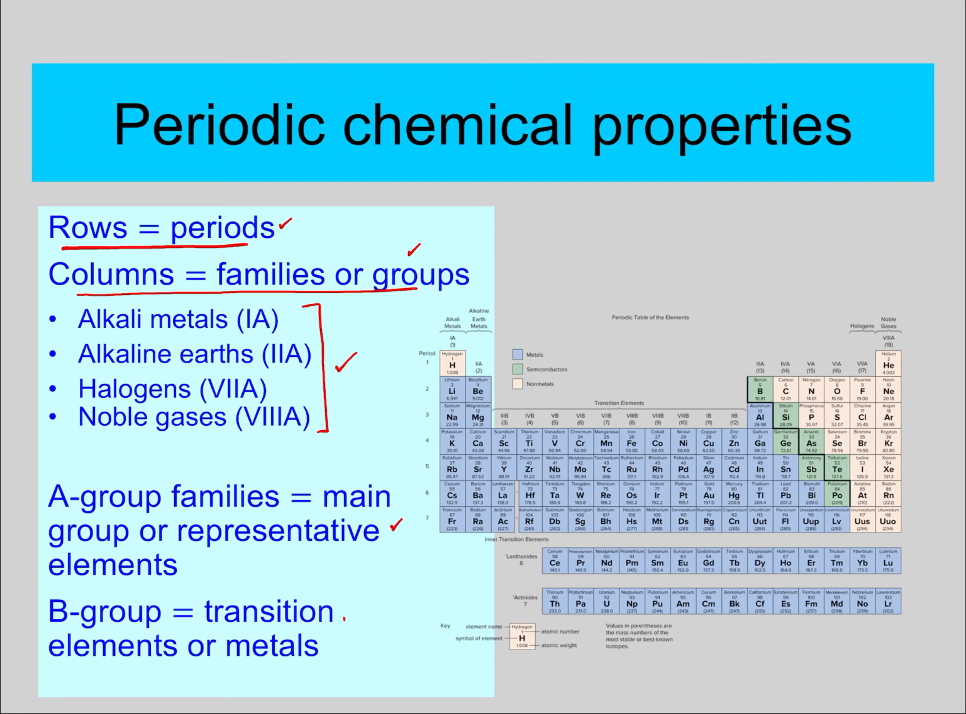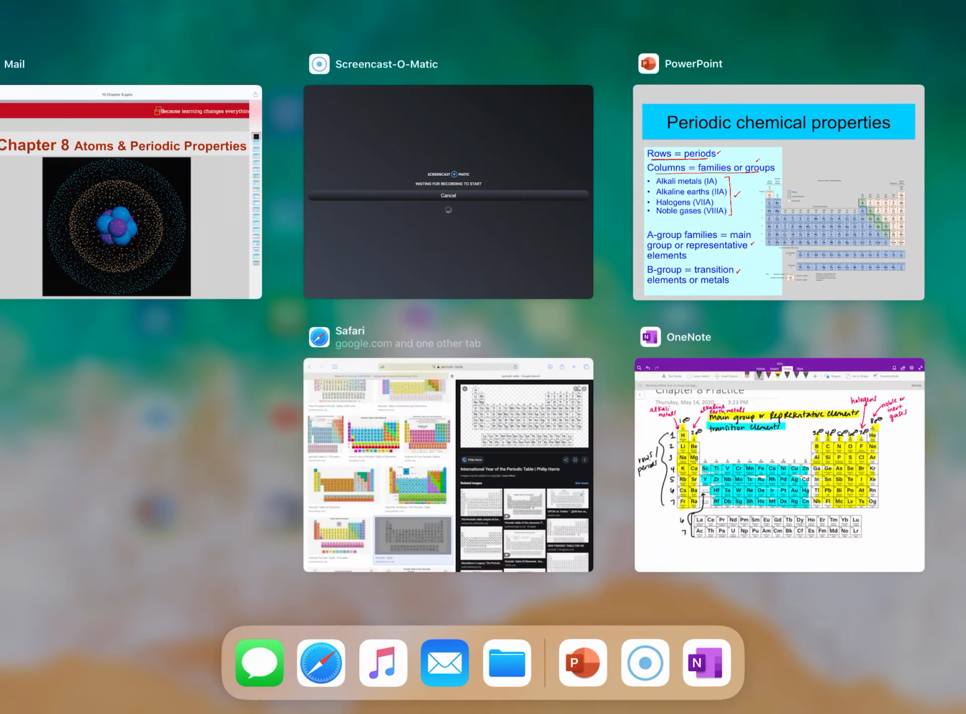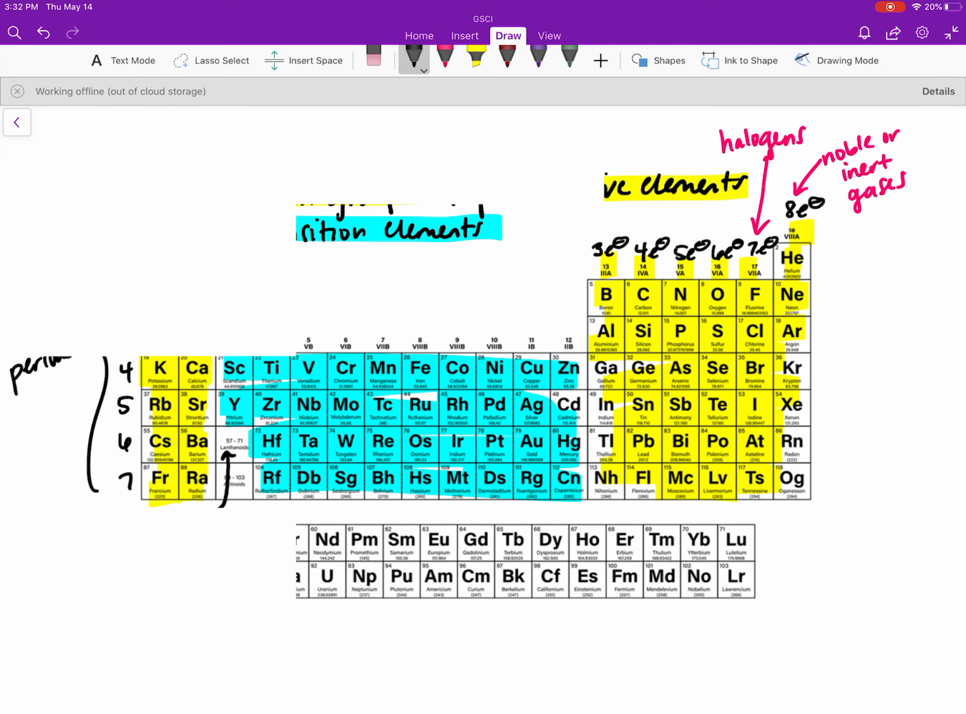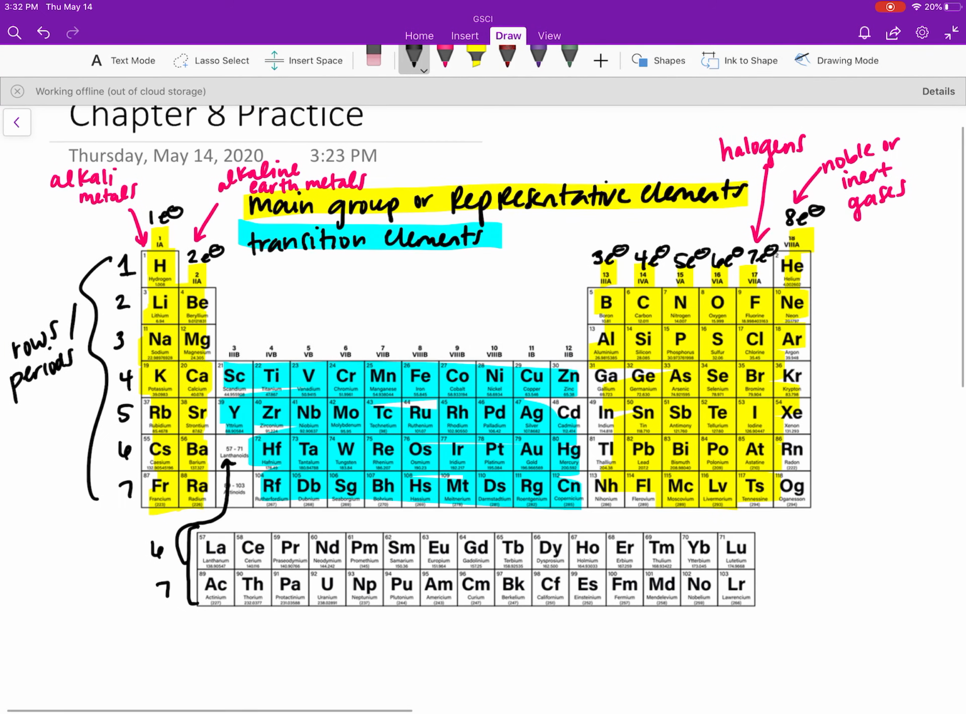All right, we named these. We did our A group and our B group families. So you should have almost all of your periodic table labeled. There's going to be one thing we're going to add, and we're going to add it to the bottom. And the reason why we're adding it now is because it's going to become important in the next chapter. And this is the predicted charge.